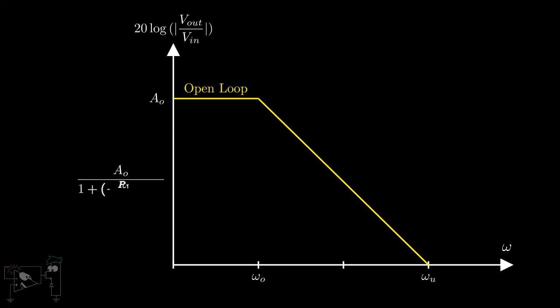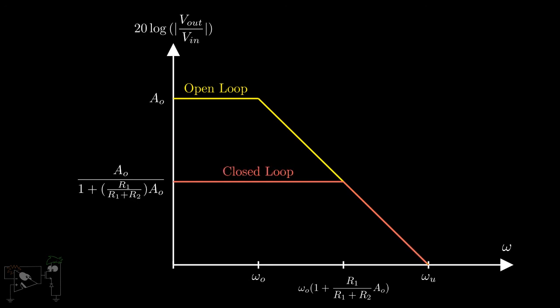In the figure shown, the yellow curve represents the op-amp in open loop and the red curve represents the op-amp in closed loop. In other words, the gain bandwidth product of an op-amp is the same, irrespective of whether it is an open loop or closed loop.